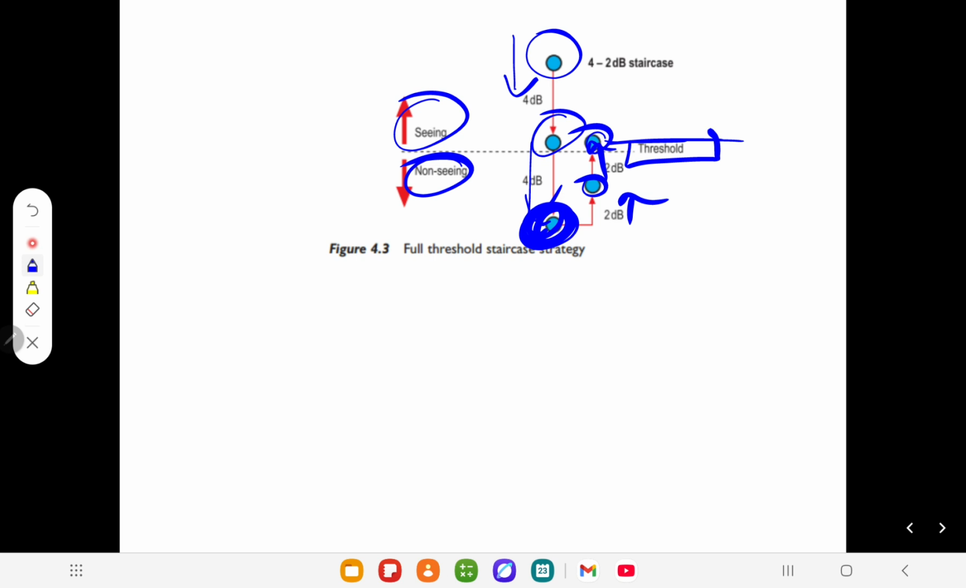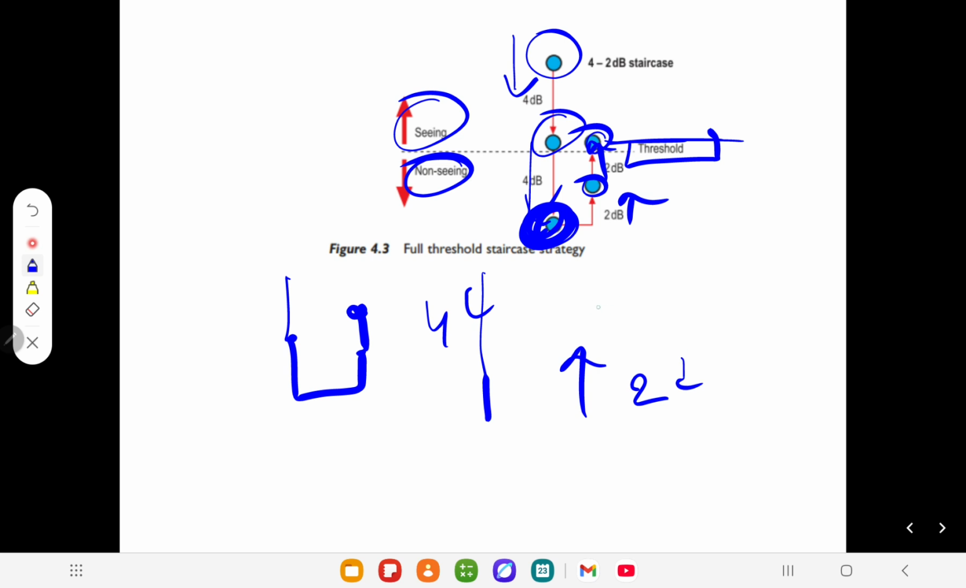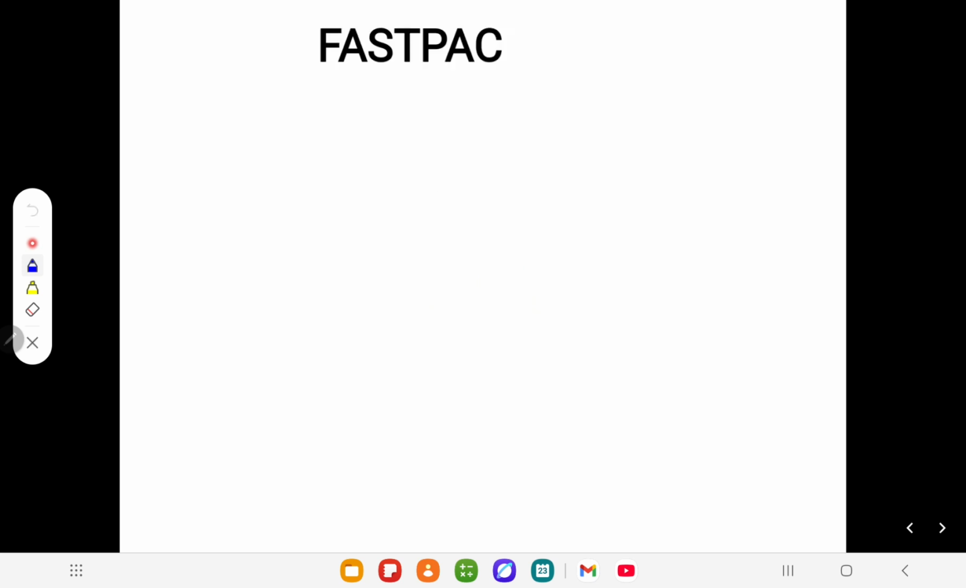So basically, it's like a staircase, isn't it? Reduce and reduce, then increase by 2. Yes, it's seen. So reduce by 4 decibel, and whenever it's not seen, you increase by 2 decibel, and at the first point of seeing, you take it as the threshold.